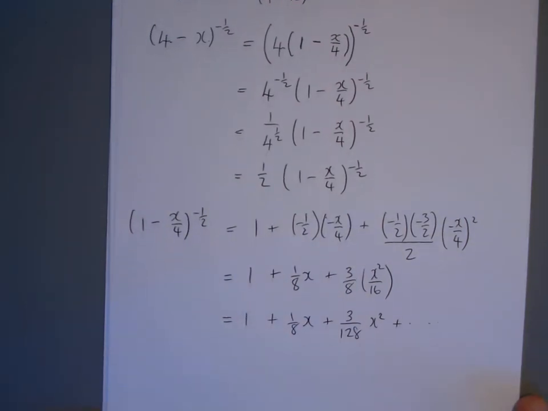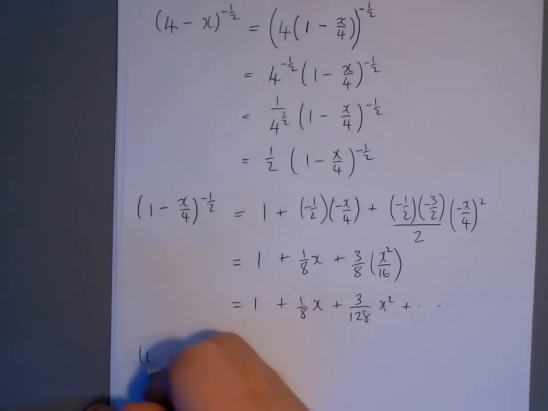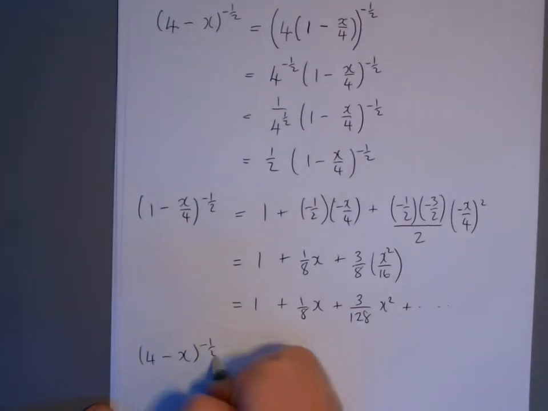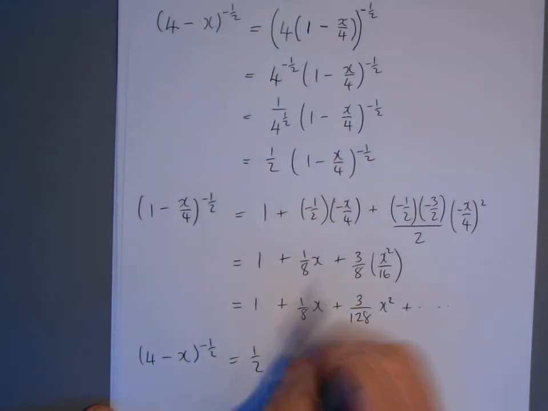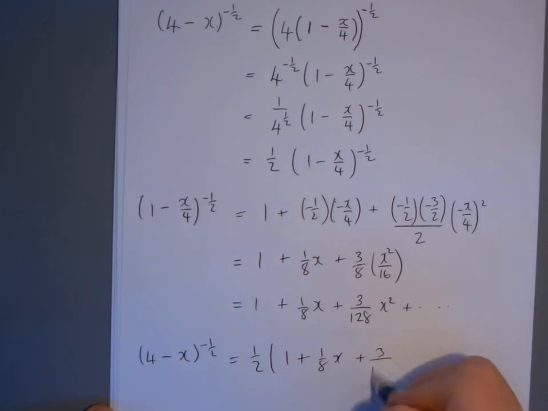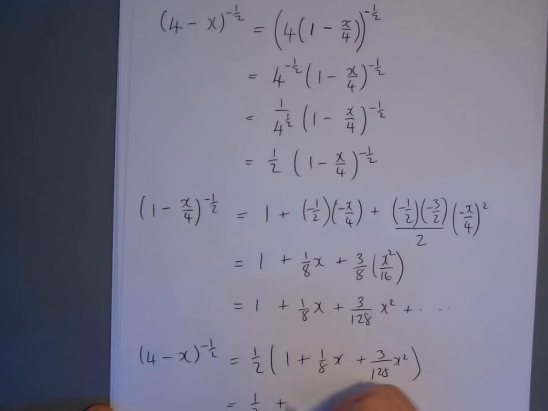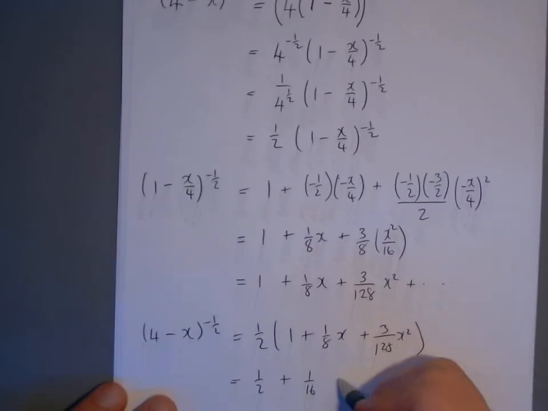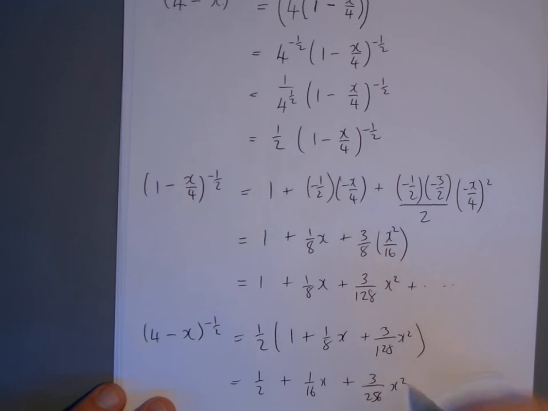We've expanded it here, but remember then we have to go back to this and appreciate that we've got to times our expansion by a half, right? Because we've just expanded this bracket, haven't we? So substitute in our expansion. So I get 1/2 plus 1/16 x plus 3 over 256 x squared.